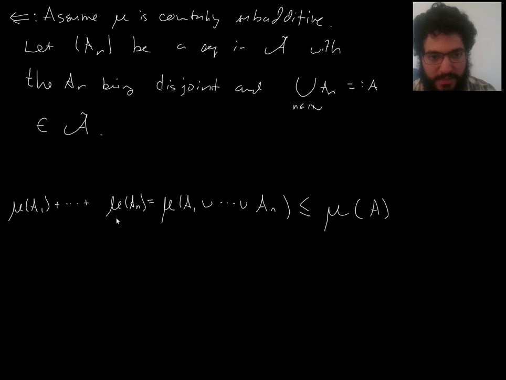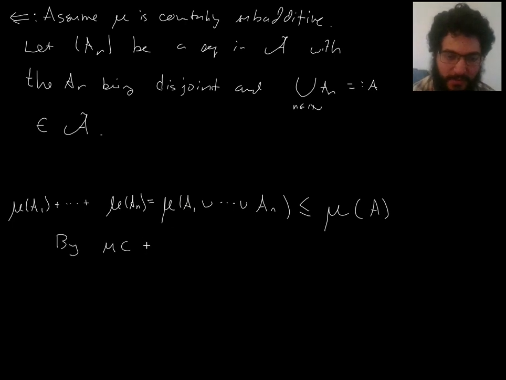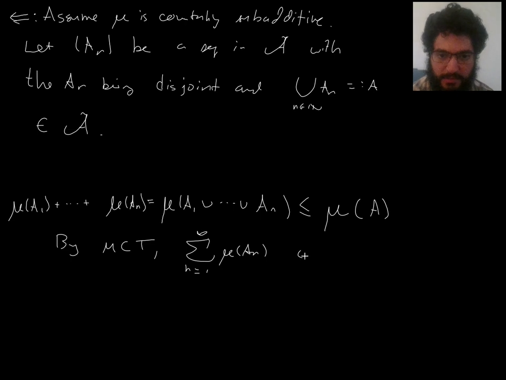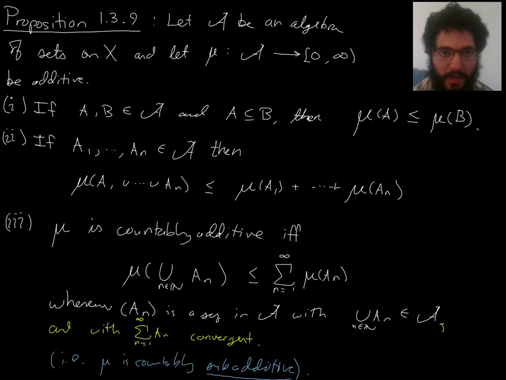So then the sequence of partial sums is an increasing sequence. These are all non-negative, right? I'm assuming that mu takes non-negative values. So this is an increasing sequence, and it's bounded above. So by the monotone convergence theorem, it does converge. Now we know this series converges. So here again, we're using the fact that we're looking at a non-negative function mu.